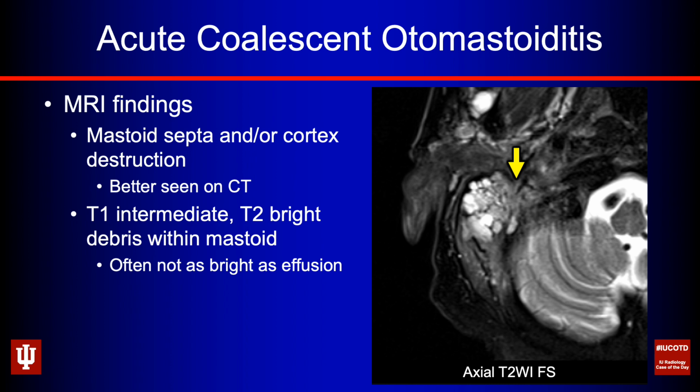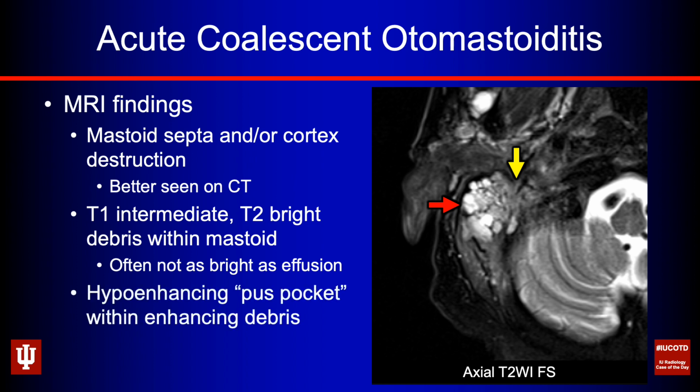One of the things I think is helpful is to keep in mind it's not always as bright as the effusion. So this area where the yellow arrow is pointing, it's a little bit more intermediate in terms of the T2 signal intensity. Look out laterally, you see that T2 bright fluid. Again, not a perfect finding, but those are all features that can help you train your eyes where to be looking and then start looking for those septal erosions.